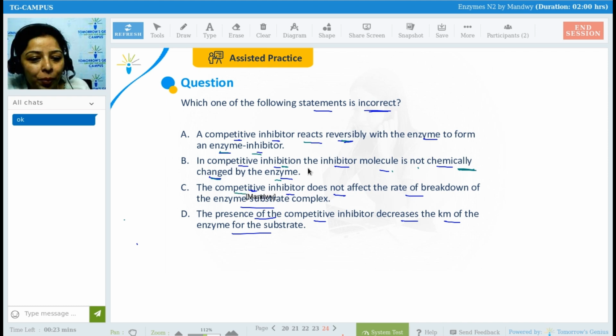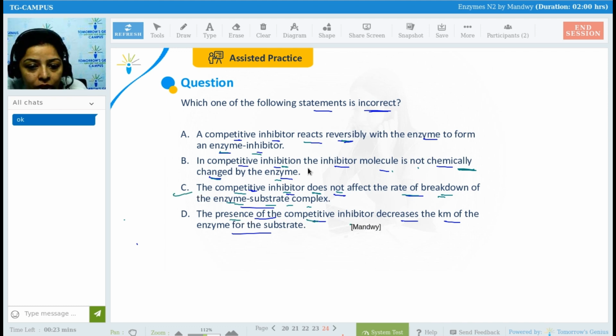The competitive inhibitor does not affect the rate of breakdown of the enzyme substrate complex. The competitive inhibitor, malonate, does not affect the rate of breakdown of the enzyme substrate complex. Yes, it does not affect, right? So again, this is correct.